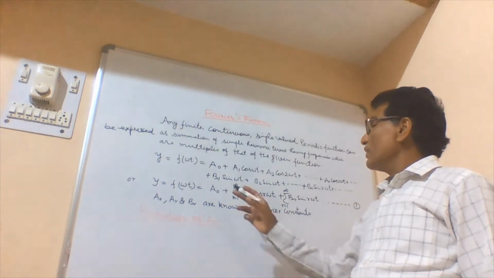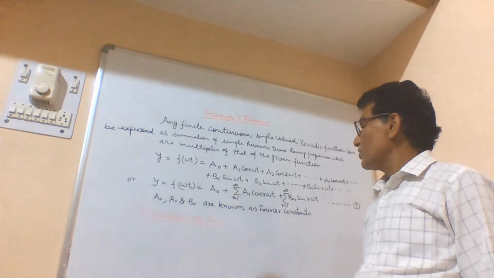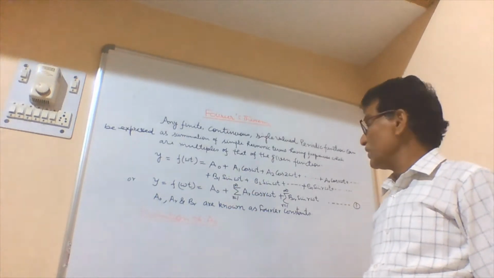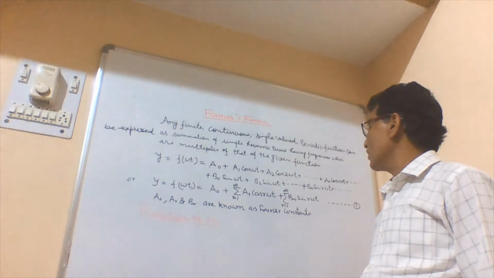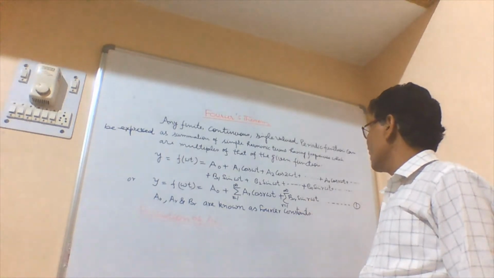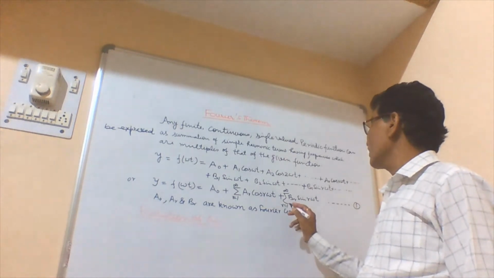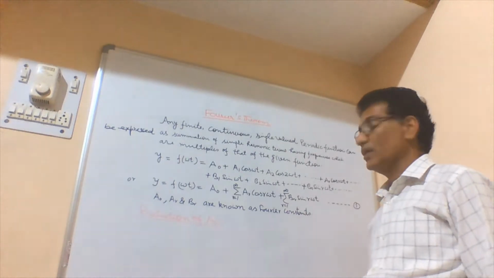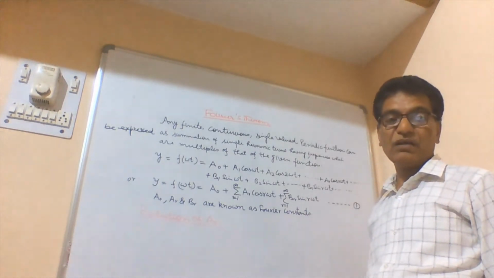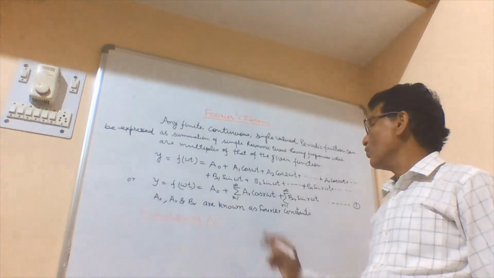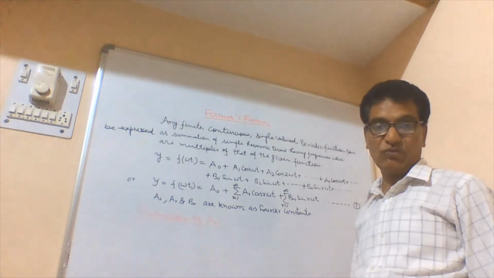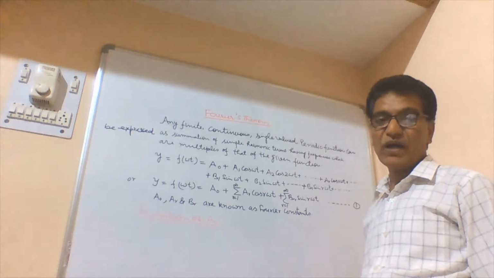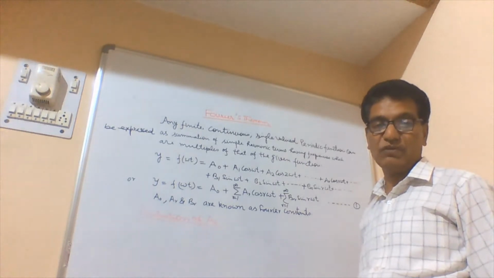This may also be written as a naught plus summation r is equal to 1 to infinity ar cos r omega t plus br sin r omega t. R is once again from 1 to infinity. A naught, ar and br are known as Fourier's constants. We have to find the value of these constants.